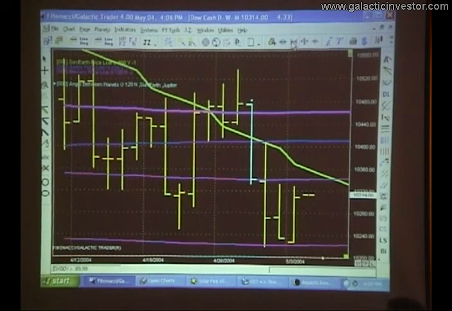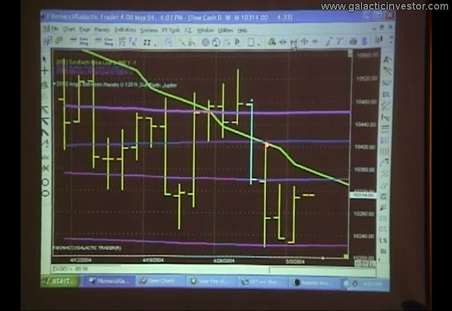Rich asked what happens when price breaks below a planetary line. Well, it continues to the next planetary line. In this case, it went down to the next Mercury 120 line, right? And then it continued down. Once it broke below that, it rallied.